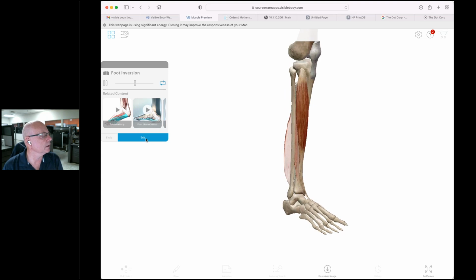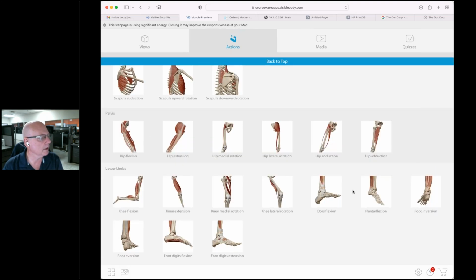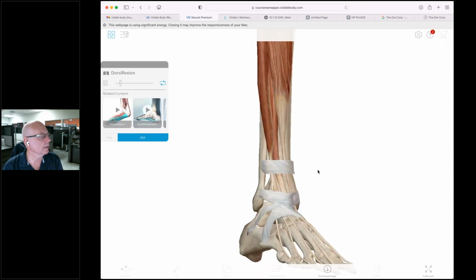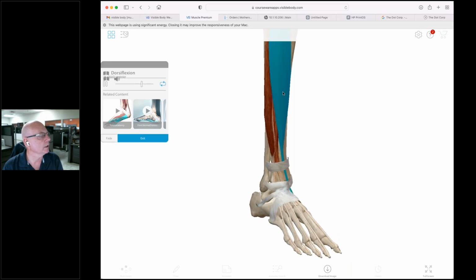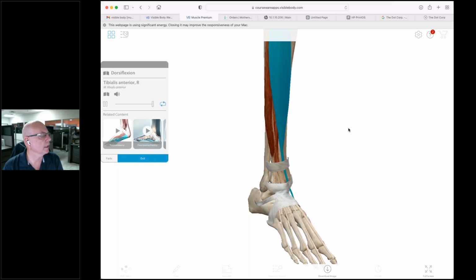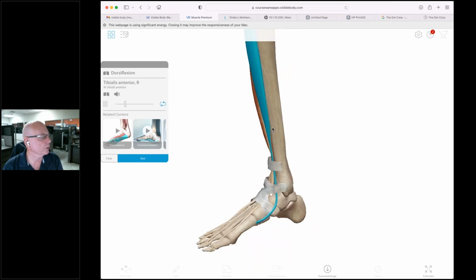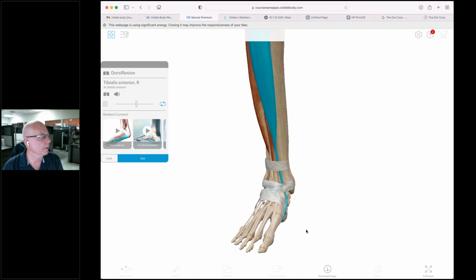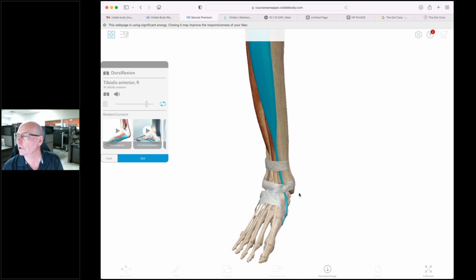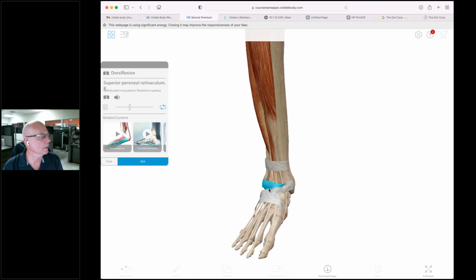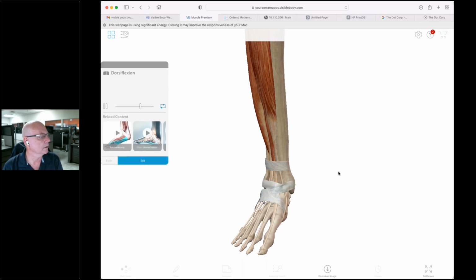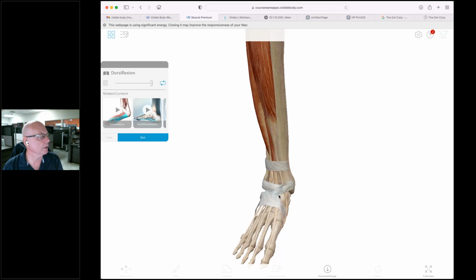Let me go exit this. Now I can go to dorsiflexion and see the same thing. And like I say, there's a bunch of muscles here. Really, what we're looking at is tibialis anterior for dorsiflexion. Same thing. It's basically just bringing the toes up to dorsiflex the foot. All right. You can see how it's held in by, once again, retinaculum.